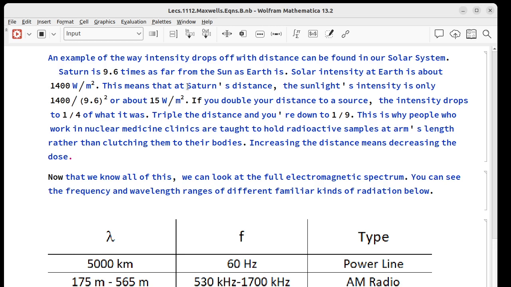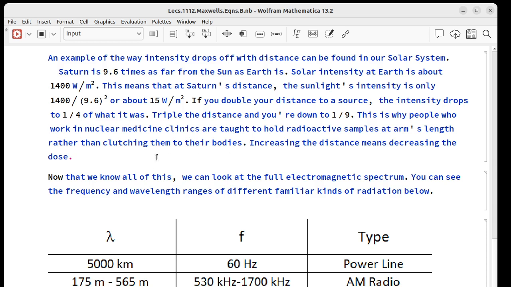This is why the space probe that went to Saturn most recently had to have a nuclear battery to power it, because there's just not enough sunlight out there. In general, when you double your distance to the source, the intensity is going to drop to 1/4 of what it was. Triple the distance, it's down to 1/9. 4 times the distance, 1/16, etc. This is the reason why people who work in nuclear medicine clinics and hospitals are told to hold the radioactive samples that they're taking to inject into a patient at arm's length rather than hold it up against their body. The further away from you it is, the smaller dose you get.